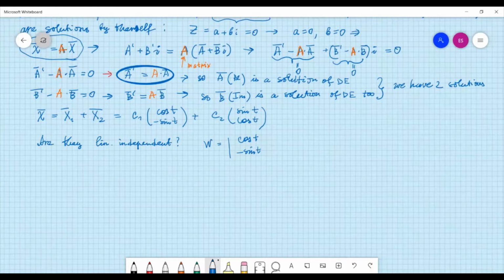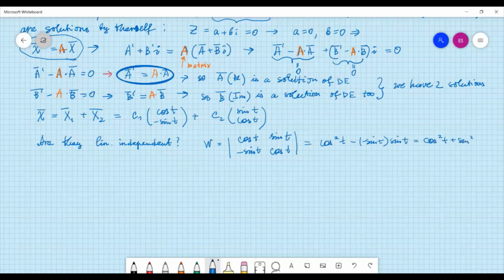Here, I'm teaching you only how to solve a first order differential equation, but we have several of them, right? That's why we have the Wronskian, not because it's a higher order differential equation, but because we have several differential equations. Well, the determinant is going to be what? Cosine square of t minus negative sine of t times sine of t, which gives us cosine square of t plus sine square of t, because the minuses cancel, which is equal to 1, which is not equal to 0. So they are linearly independent, and they are good for us to use.